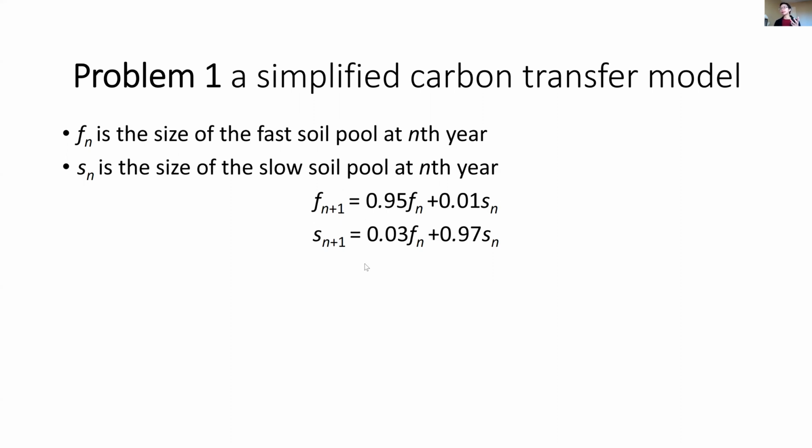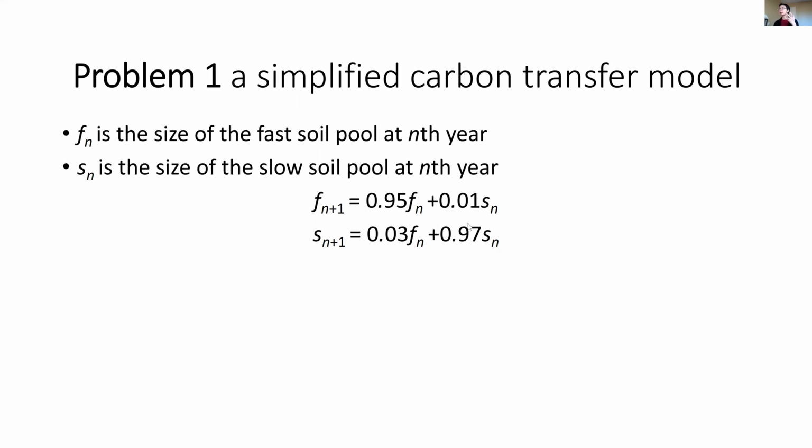At the same time, for the slow soil pool, 3% of the fast soil pool will go to the slow soil pool. So 3% of Fn will contribute to Sn plus 1, the next year's slow soil pool, and then 97% of the slow soil pool will stay the same. So we have these two equations.